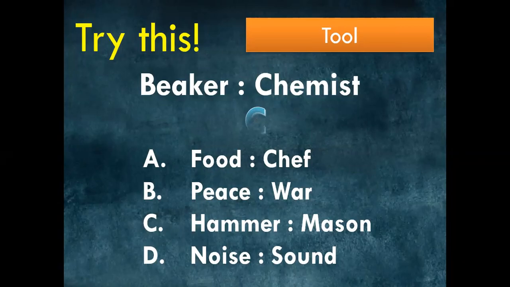Okay, the correct answer again is hammer is to mason. Mason is more on carpentry, like a carpenter, right? So food is to chef, but here the chef is using different kinds of kitchen utensils when preparing food. So food is not really the tool used by the chef.